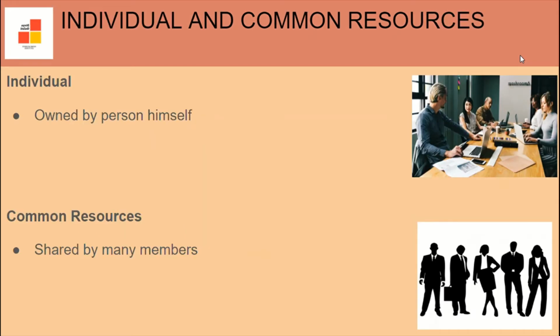Individual resource: this is available to an individual for his personal use. Example, his skill, his knowledge, his time, etc. Common resource or shared resource: available to many members of the community. It can be natural or community based, like money, land, air.